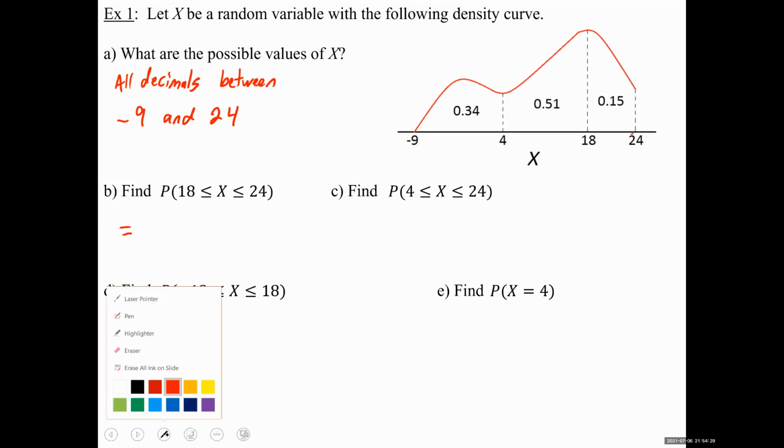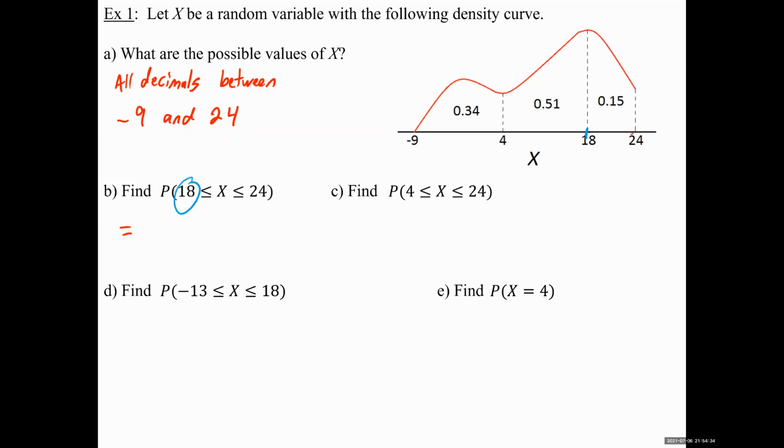Now to get the answer, this is what you do. You locate the number 18 on the number line, here it is. Go from there up to the curve. Then you locate the number 24, the other number, and go from there up to the curve. And now you're going to shade an area.